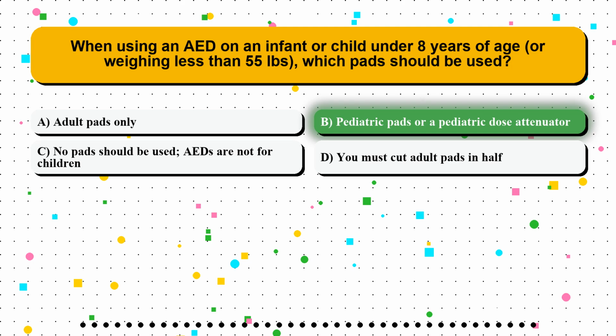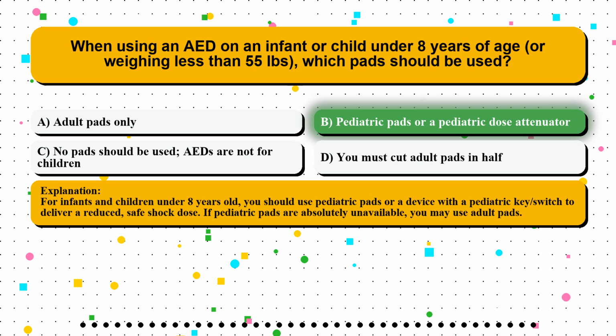The correct answer is option B, pediatric pads or a pediatric dose attenuator. For infants and children under 8 years old, you should use pediatric pads or a device with a pediatric key/switch to deliver a reduced, safe shock dose. If pediatric pads are absolutely unavailable, you may use adult pads.